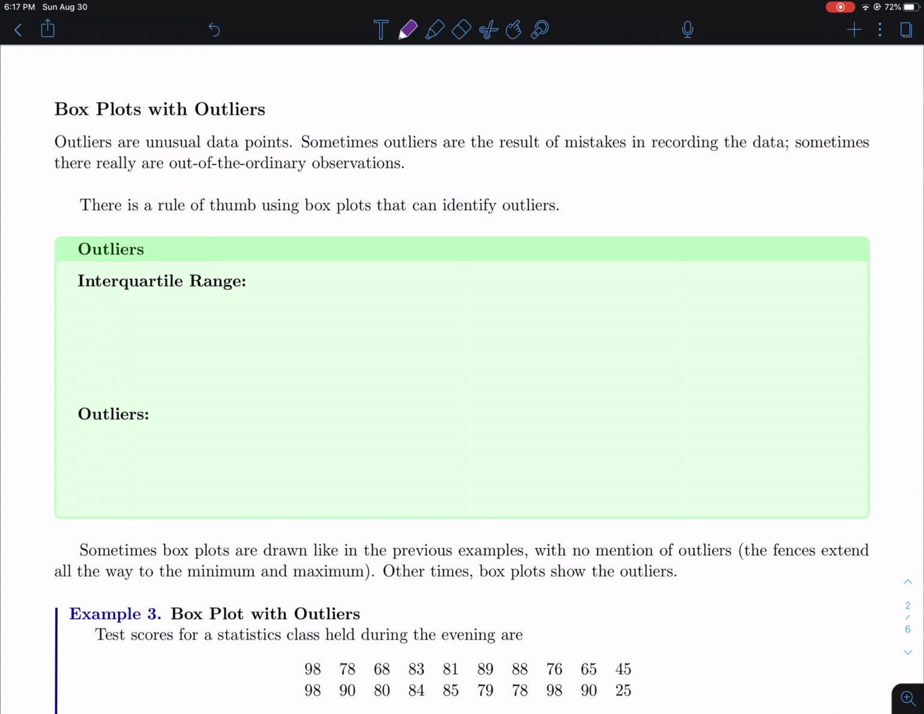Before we talk about that, we want to talk about what's called the interquartile range. It's the range between Q1 and Q3. So it's basically the difference across the box that we see in our box plot. So we just take Q3 minus Q1 to figure out what that interquartile range is.